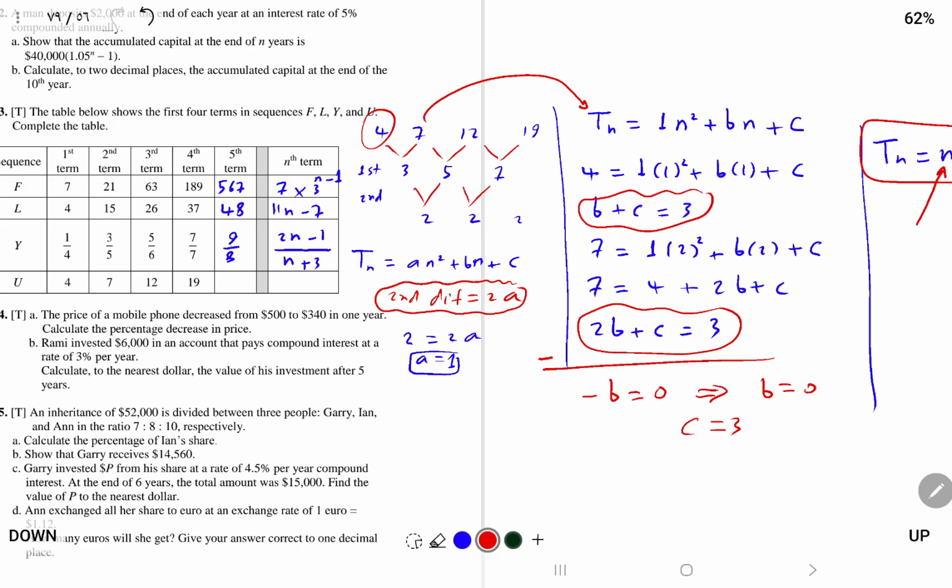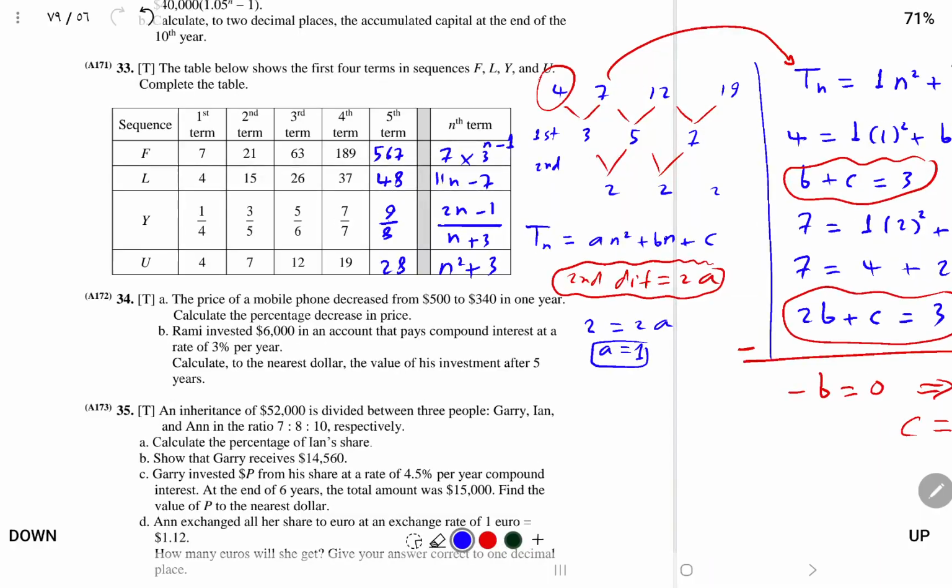So here we write n squared plus 3. If I want to get the fifth term, for example, 5 squared is 25 plus 3 is 28. Like this, we solved question number 33.